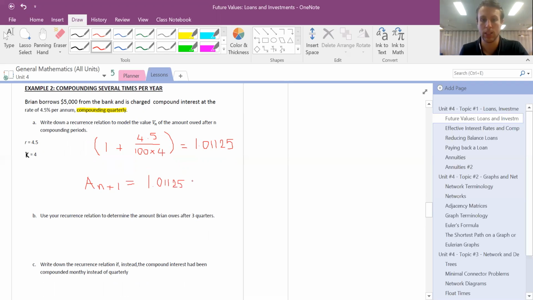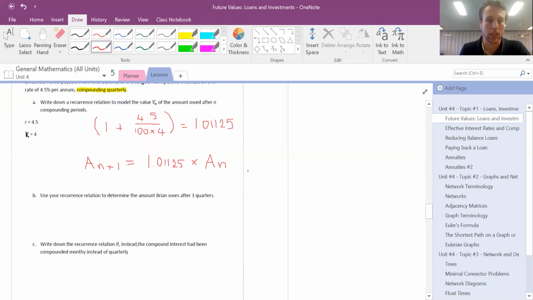I'm not rounding just yet, because it's going to have a big effect having a 0.011 versus a 0.01125. And that's going to be multiplied by our term that's before, A(n+1), which is just A(n) plus 1, meaning you've added 1 on top of A(n). So now it's asking, use your recurrence relationship to determine the amount Brian owes after 3 quarters.